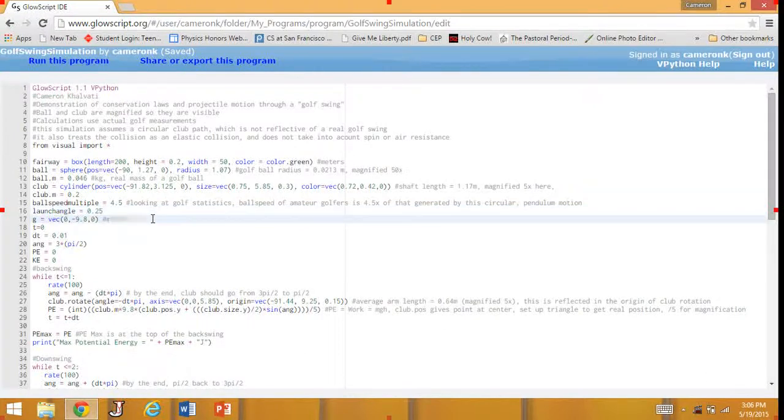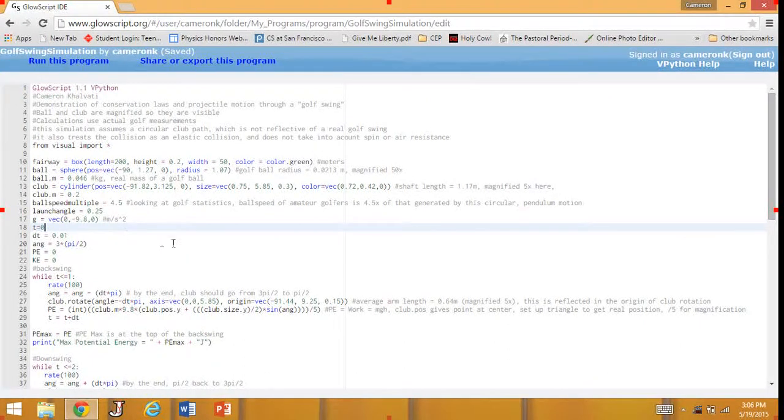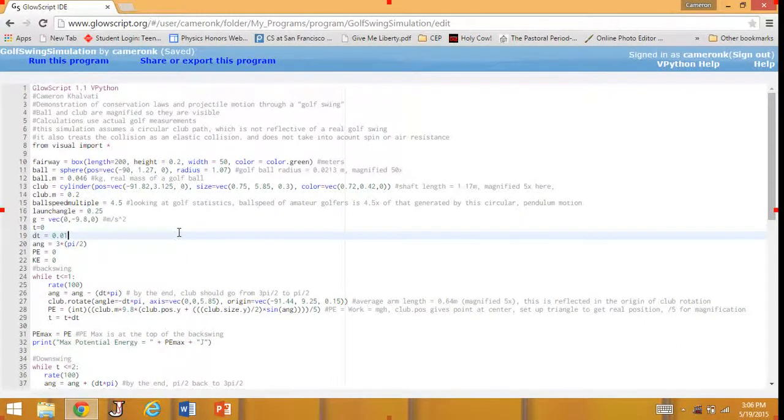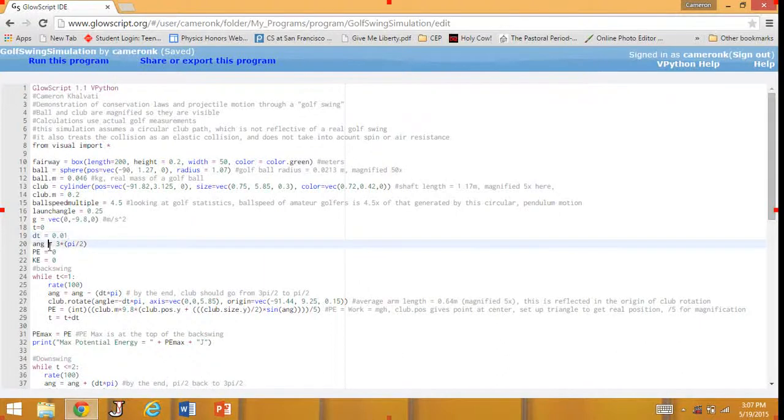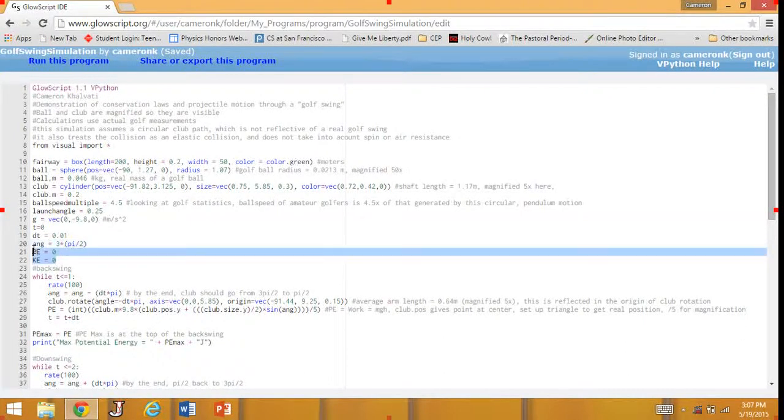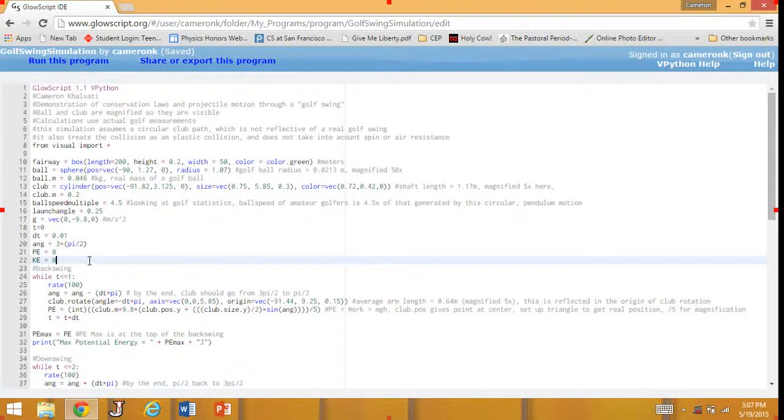Here I'm establishing a gravity vector, and then I'm saying time equal to 0, and delta time, which is how much time passes through a loop, setting that to 0.01. And then here I'm defining the angle at which the golf club is, given the position of the golf ball at the beginning of the swing. At the beginning of the swing, potential energy and kinetic energy are both 0.